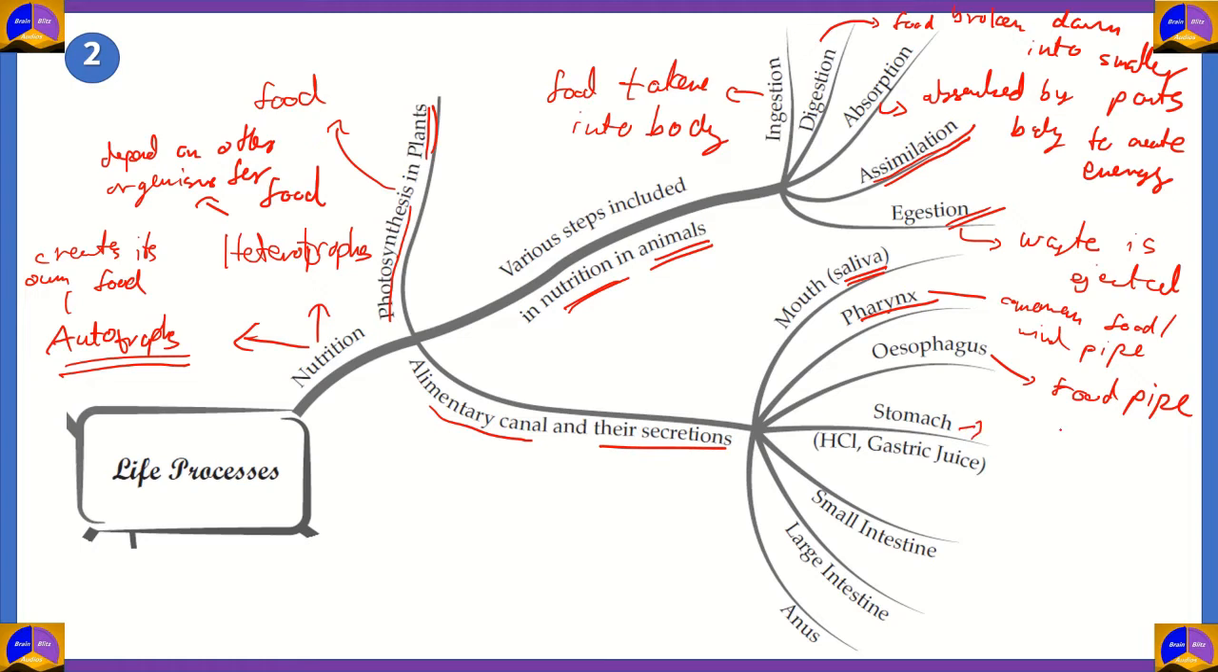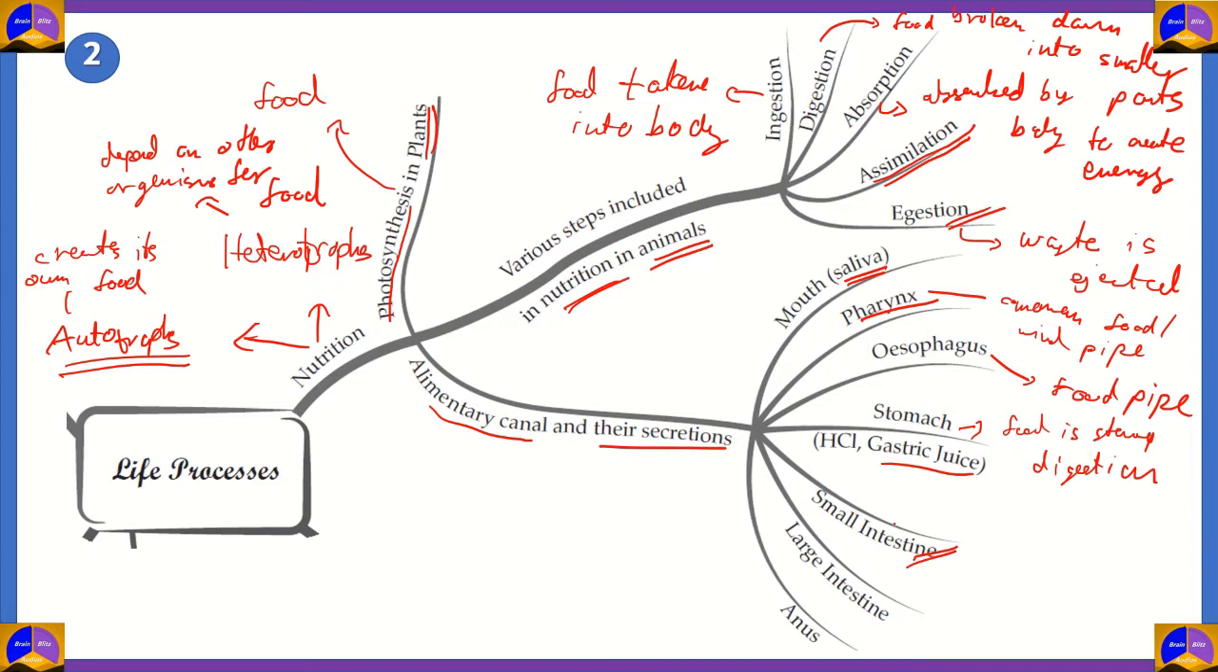The stomach is where the food is stored for some time, and we also have digestion taking place due to gastric juices, and we have hydrochloric acid, which kills off the germs and other harmful organisms which may be ingested with the food. Now, from the stomach, food is taken to the small intestine.